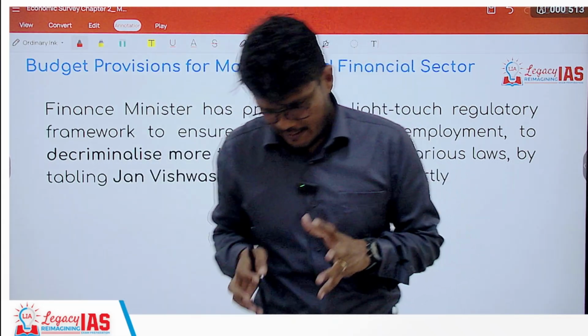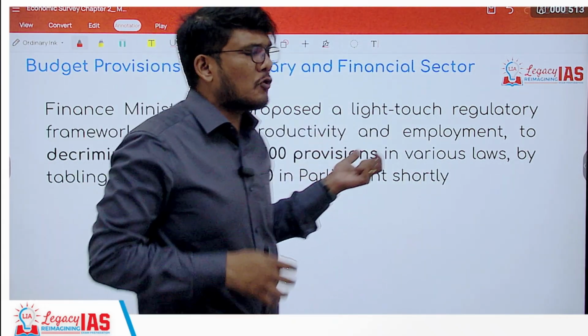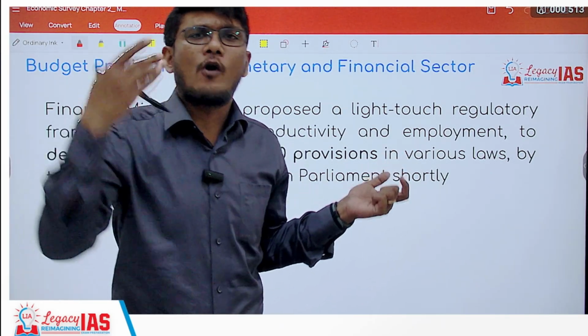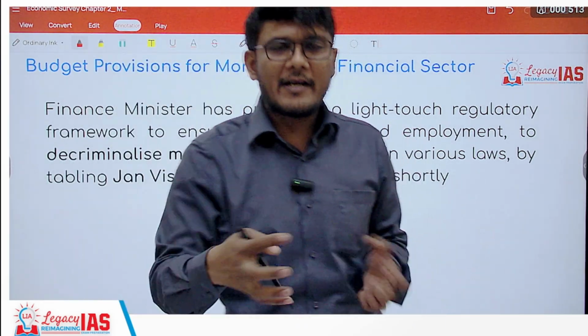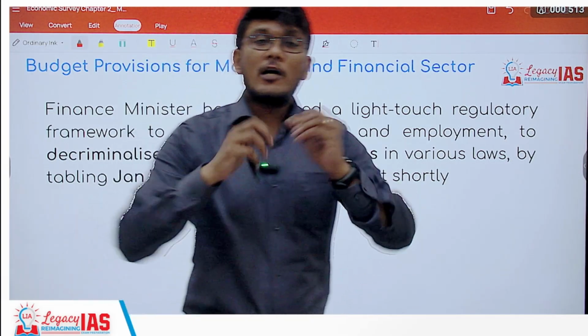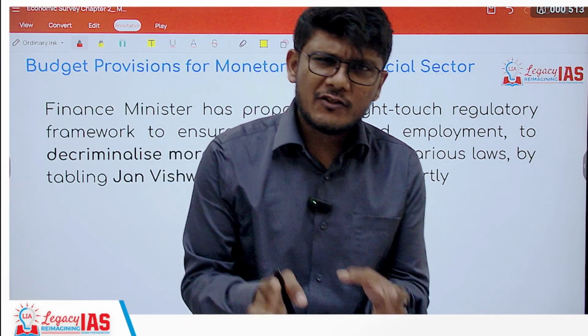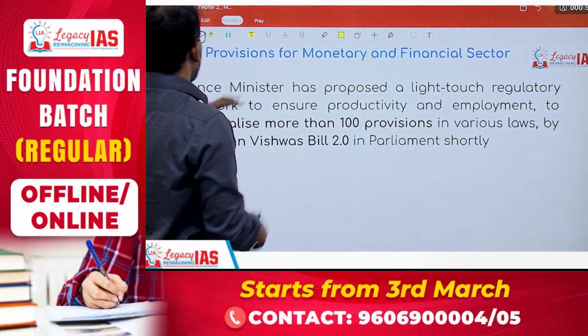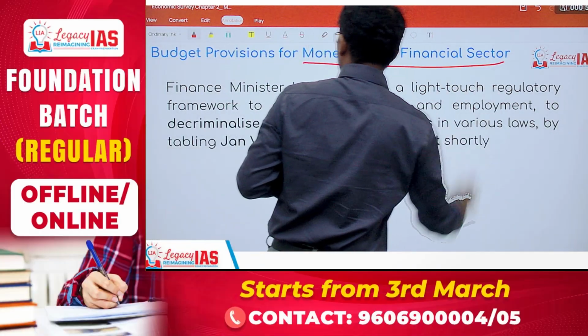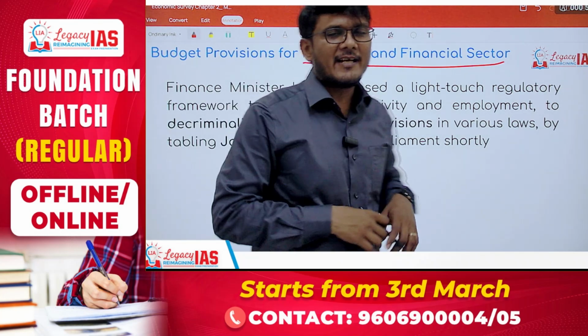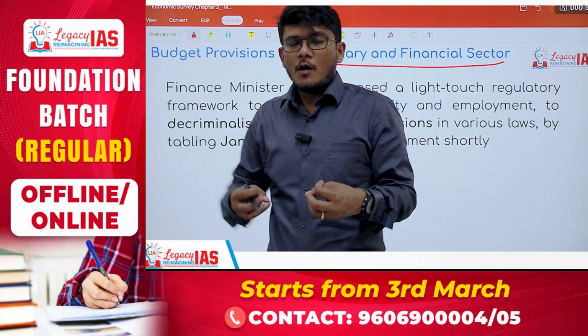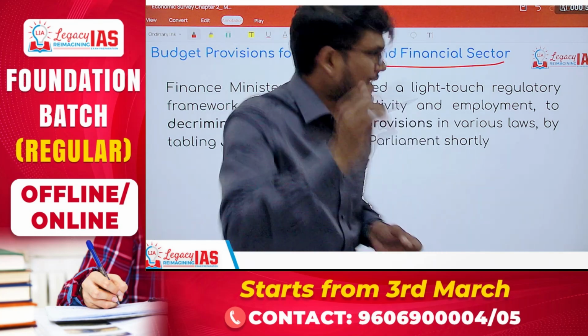So what all can be done? Since it's not that bad, you don't probably need direct objective quantitative infusion of money or liquidity as such, but certain qualitative measures can definitely improve it. So what does the budget talk about with respect to the monetary and financial sector? Our Honorable Finance Minister has said that it will come up with various reforms, light touch reforms.